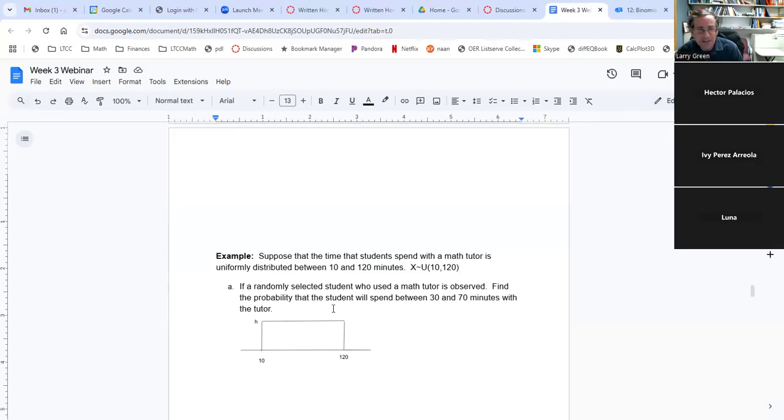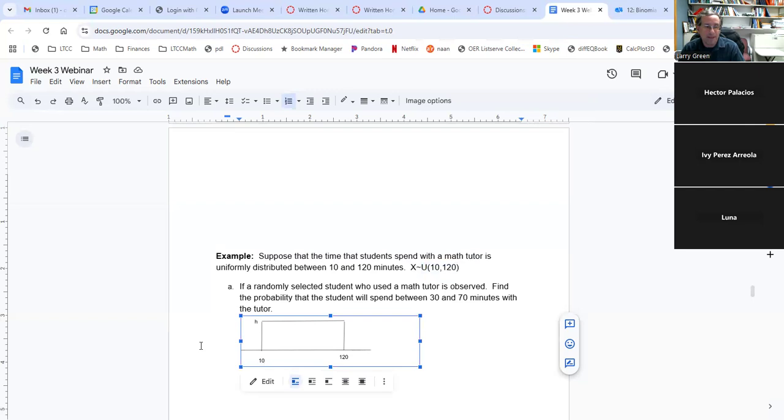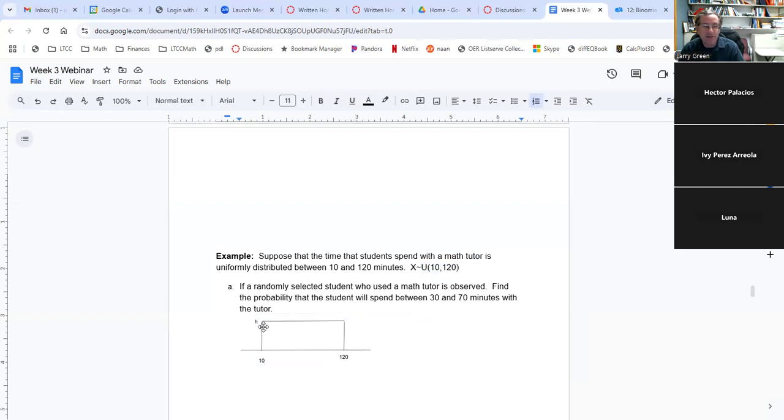Okay, so the first step is to draw a picture. And as I mentioned, a uniform distribution will be a rectangle. So I'm going to draw a rectangle. The base is going to go from 10 to 120 because we were told that. The height, we don't know yet. So I'm just going to call it H. Okay, any questions so far?